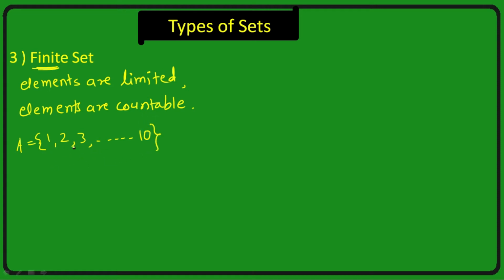In this set there are 10 elements. Suppose there is a set B containing the elements 1, 2, 3 up to 1000. Then again it is countable. There are 1000 elements, hence this is an example of a finite set. It means if the elements are limited or countable, then that type of set is called a finite set.